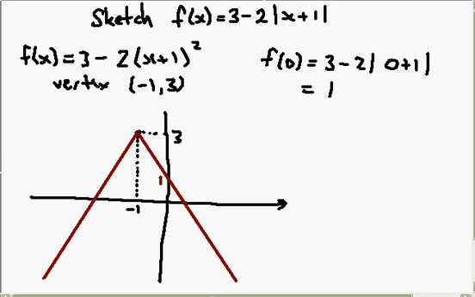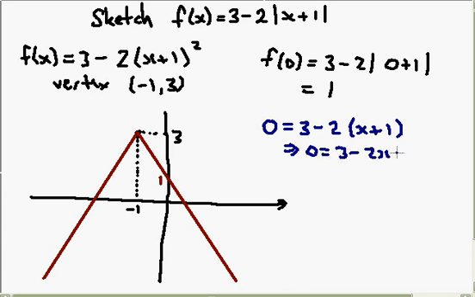So I now need to find where the graph is crossing the x-axis, okay, and that is when y equals 0. So how I do that is I say, well, 0 is equal to 3 take away 2 lots of (x plus 1). Okay, so I'm going to solve this equation, which gets me 0 is equal to 3 take away 2x minus 2. So 0 is equal to 1 take away 2x. So x is equal to 1/2. So this point is 1/2.